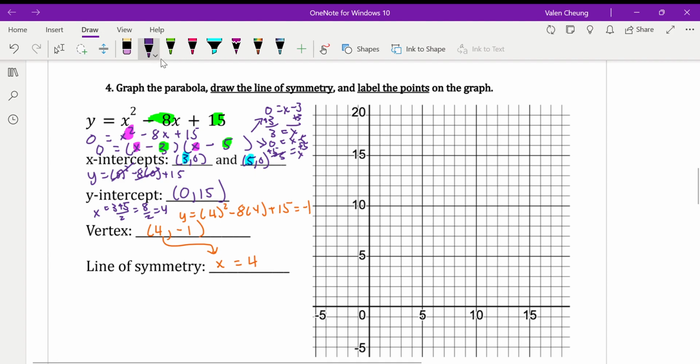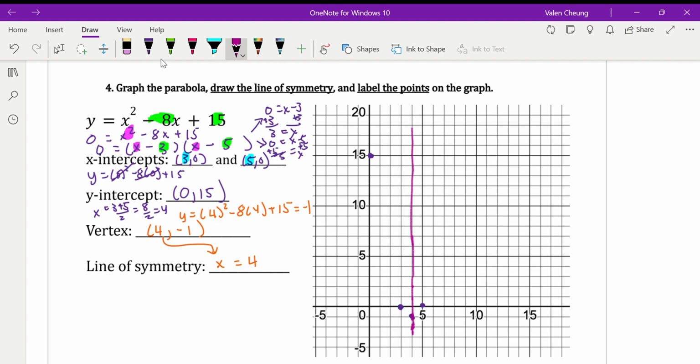So first point, x-intercepts were 3, 0 and 5, 0. The y-intercept was 0, 15, and then the vertex was 4, -1. And so I know that the line of symmetry is going to be in the middle here, where the vertex was. So let me draw that.